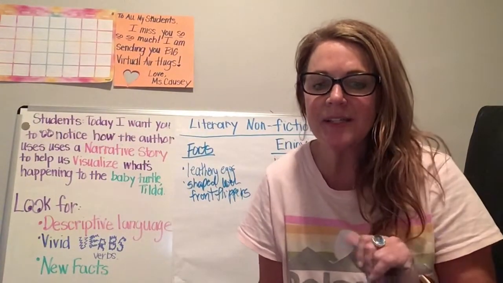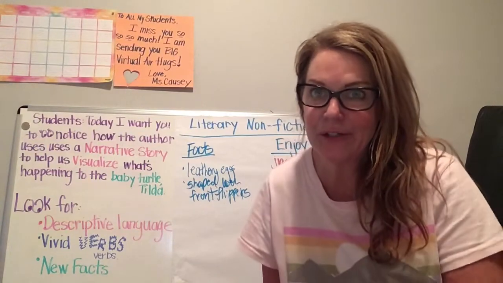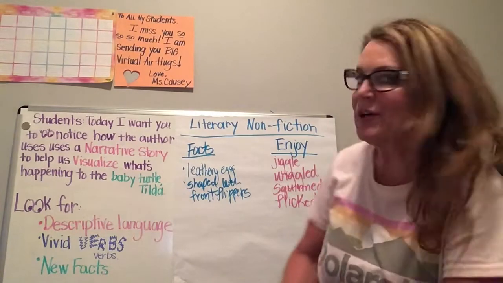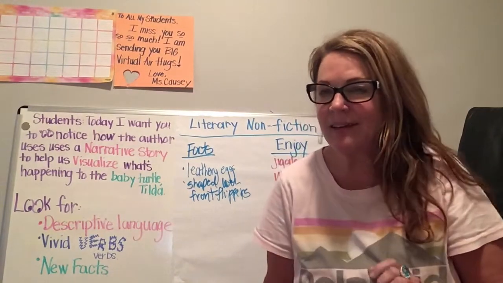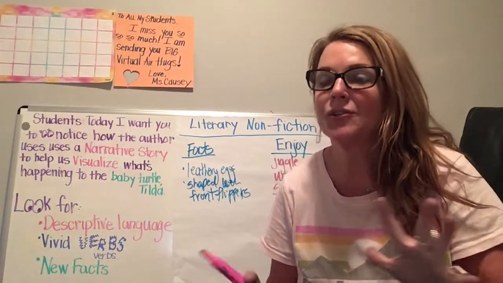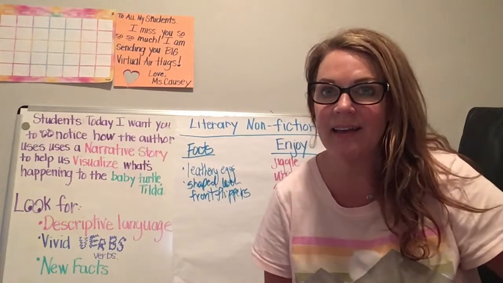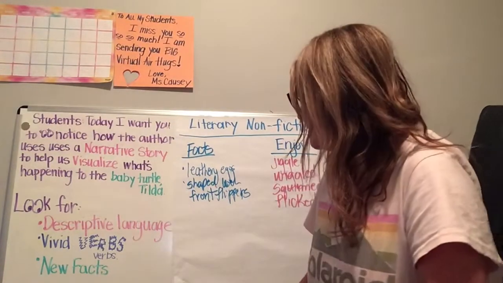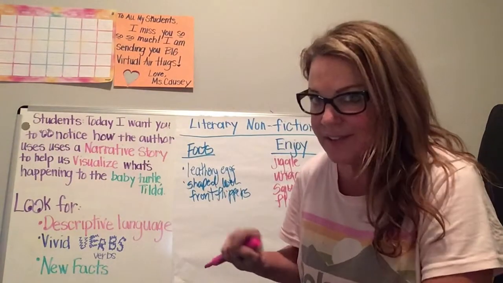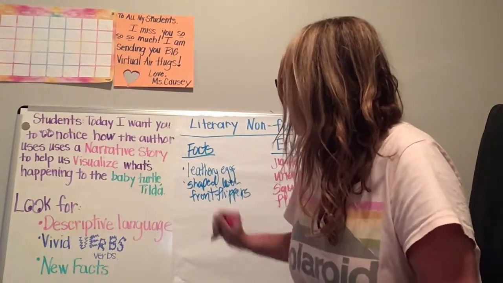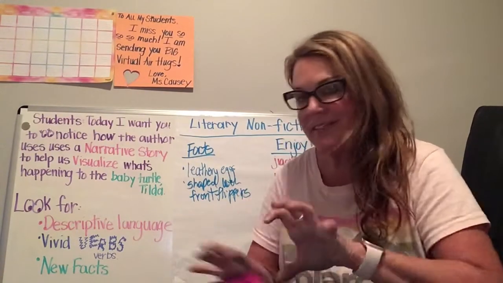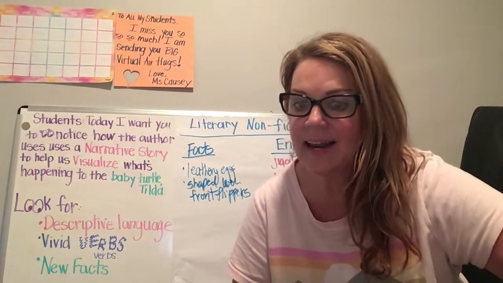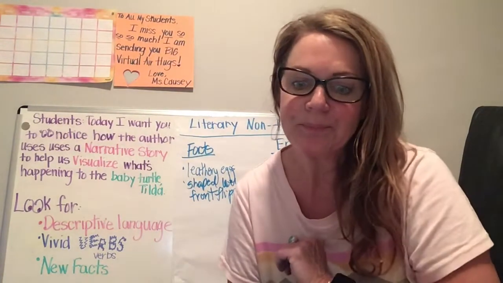So what I noticed were a lot of vivid verbs that the author used. Jiggled, wiggled, squirmed, and flicked. That gave me a great image of what that turtle was doing to get out of that egg, flicking against the egg. So I also learned that not only do they have leathery looking eggs, and paddle-shaped front flippers for paddling, but also it's not that easy to get out of the egg. All right, let's keep reading.